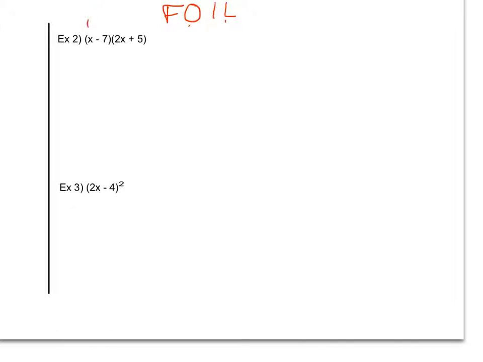So I'm going to take the first times the first, so x times 2x is 2x squared. The very outside to the other outside, so x times 5, so 5x. The inside to the insides, the very inside to the very inside, so negative 7 times 2x is negative 14x. And the very last in the first times the very last in the second. Negative 7 times 5 is negative 35.